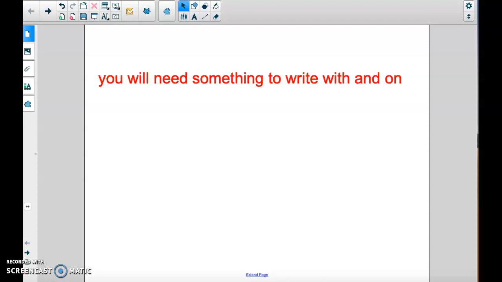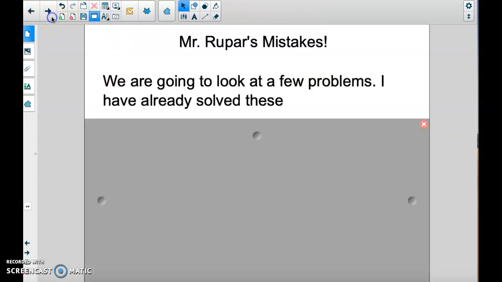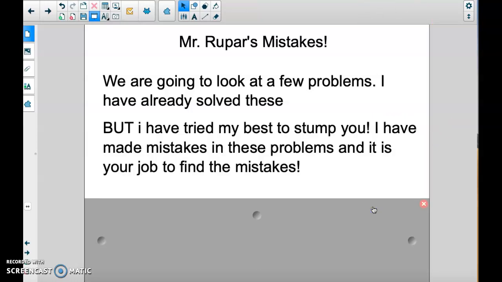Before we get started today, why don't you go ahead and get something to write with, and then also something to write on, so a piece of paper or something like that. Today, what we're going to do is look at a few problems. I have already solved these problems, but I tried my best to stump you. So I've made some mistakes, some errors, and I want you to look real close and see, can you find the error? All right. So, are you ready to play Can Mr. Rupar Stump You?